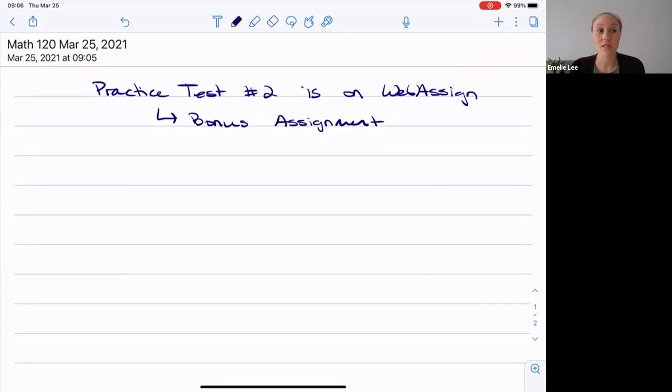But I'll use it as a bonus assignment, and you do have unlimited attempts, and it's meant to be easy marks, right? So if you wanted to replace one of your lower assignment marks or even missing assignment marks, then this is your chance to do it. So have a look at the practice test.